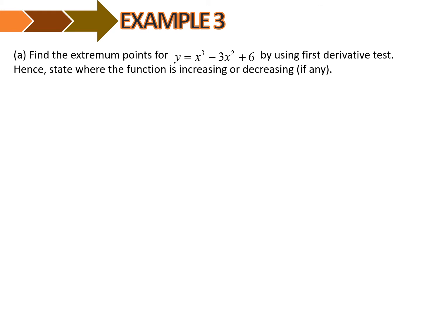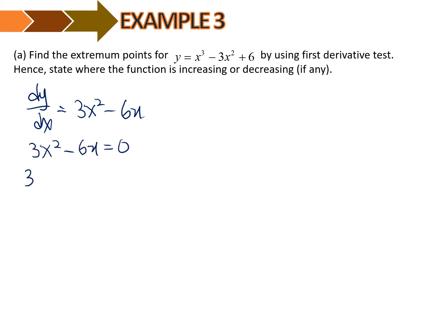Example 3. Find the extremum points for y equals x cubed minus 3x squared plus 6 by using the first derivative test. This question is actually similar to the previous question, but we try to do it again. So first thing first, we must find dy/dx, which is 3x squared minus 6x. After that, we take 3x squared minus 6x equals 0. Factor this out, 3x times (x minus 2) equals 0. Then we will have x equals 0 and x equals 2.